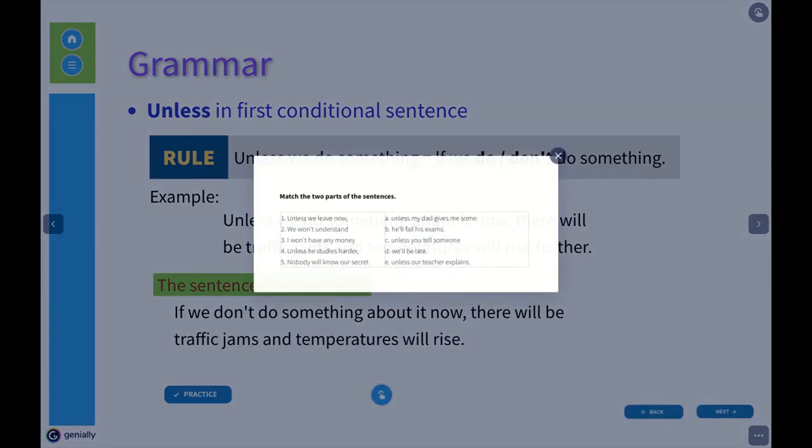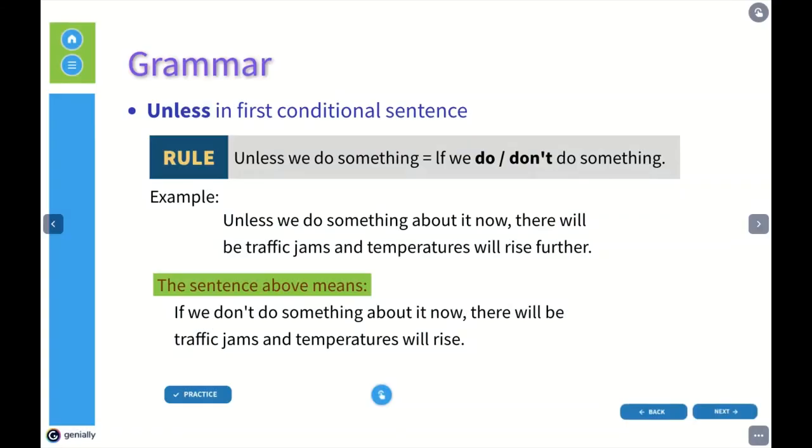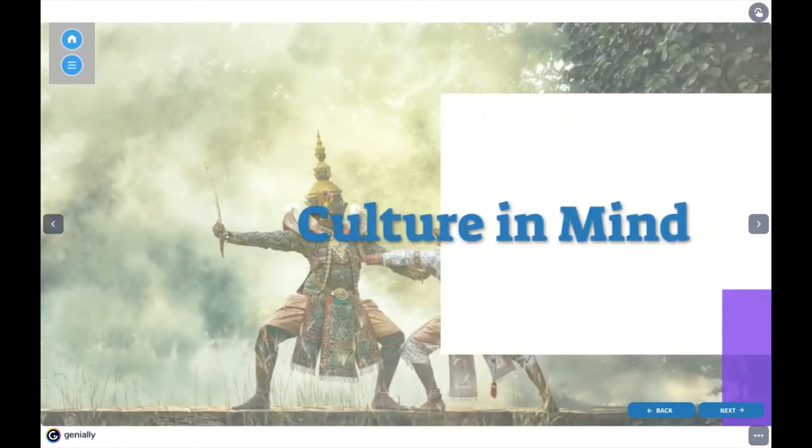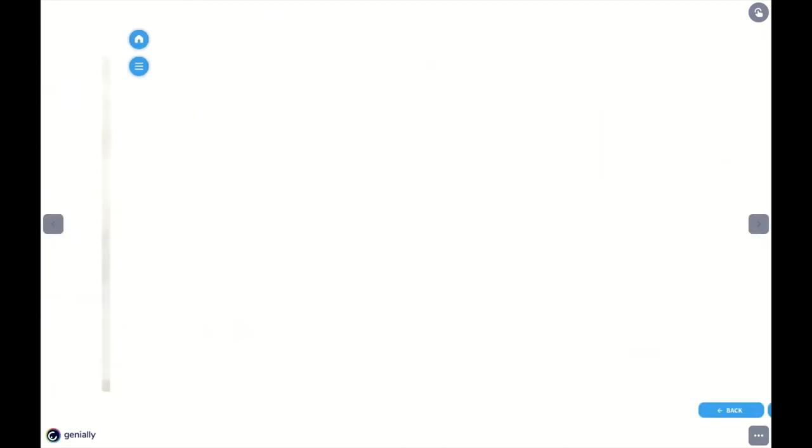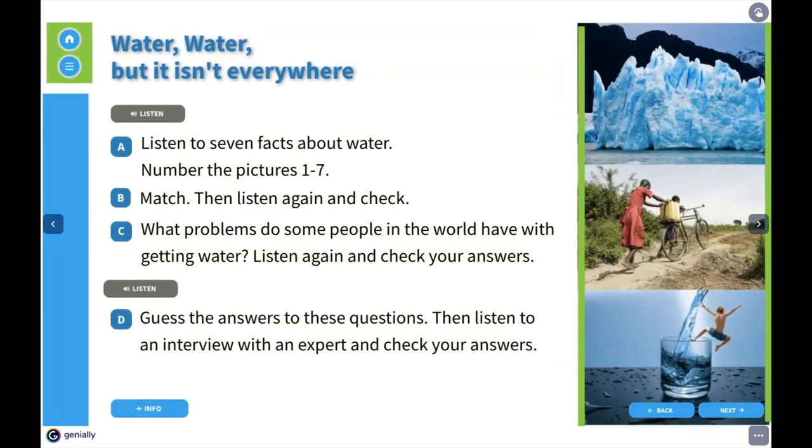Match these two parts of the sentence: unless is the condition clause, and match it with the result clause. Practice this one at home by yourself. And we move on to the next, listening, culture in mind. For this part, I'm not going to do much for you. You can learn it by yourself.